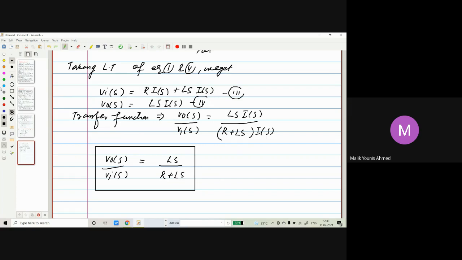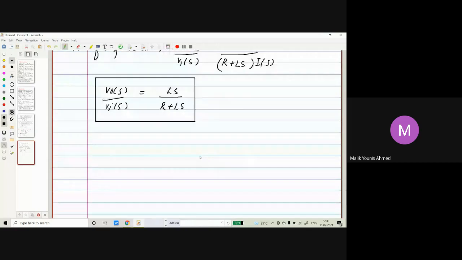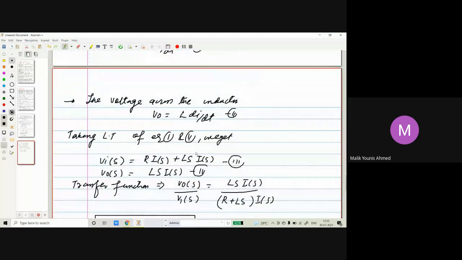I hope we'll conclude today. So we have done one numerical. We'll continue with these numericals now. This is a first very simple numerical where we have to find the Laplace transform of output divided by input. We use two KVL equations, and we have got this.